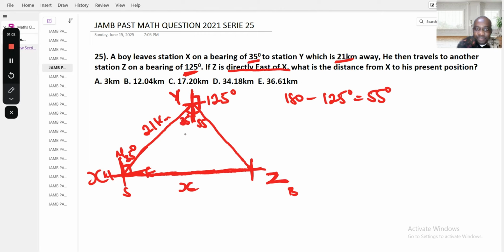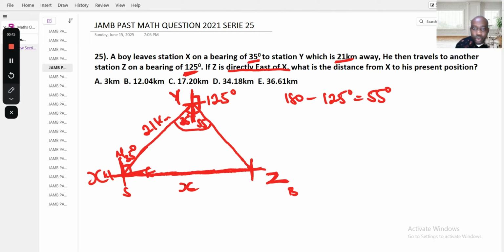Here will be 35. So what will now be the total of here? The total of this angle is going to give us 35 plus 55, that is going to give us 90 degrees. Now let's proceed. What does the question say now?